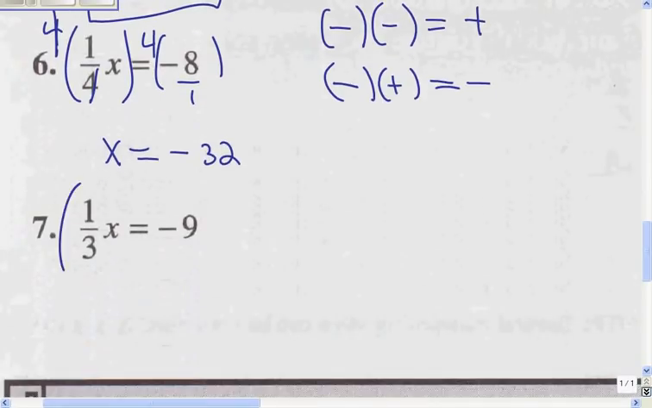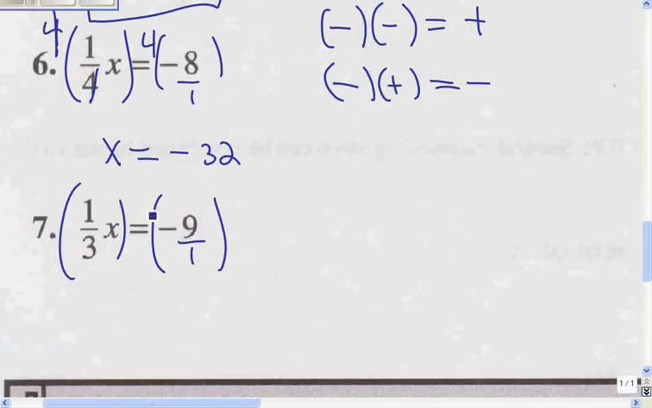Again, here, my common denominator is going to be 3 because this is over 1, and 3 and 1 are factors of 3. So I'll put a 3 here, a 3 here. The 3's cancel out. I'm left with 1x. 1 times x is x. And here, 1 goes into 3 times, and so 3 times negative 9. Since the signs are different, since this one's positive and this one's negative, I know that my answer is going to be a negative 27.